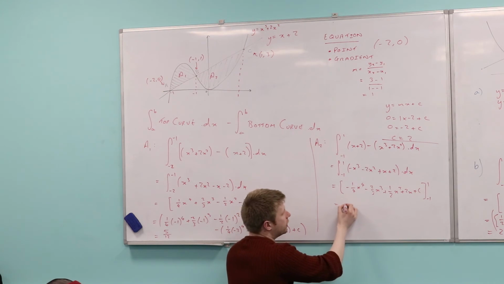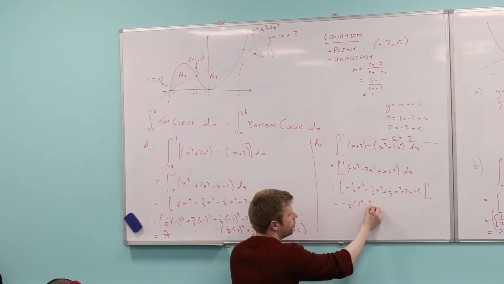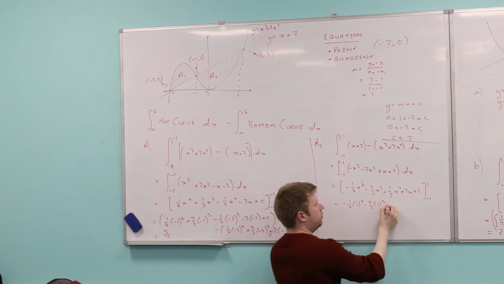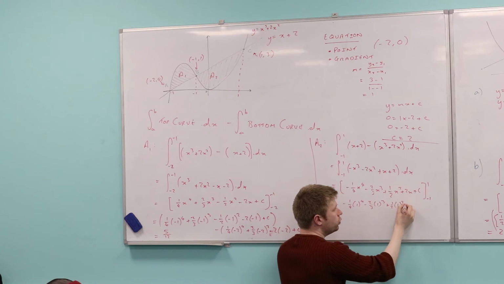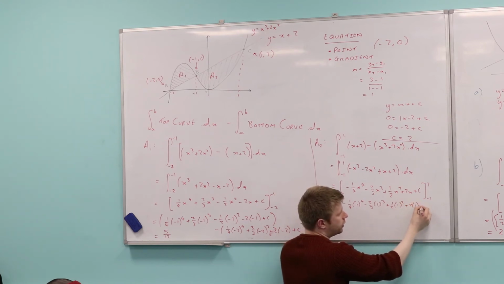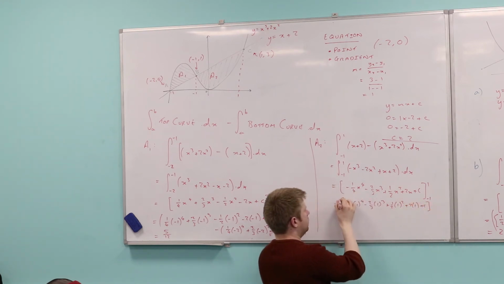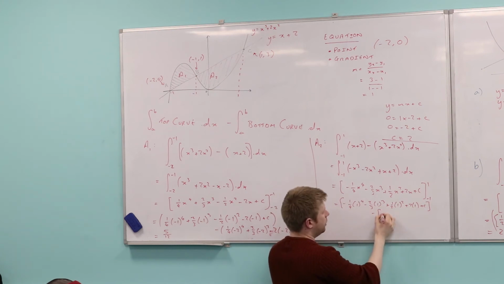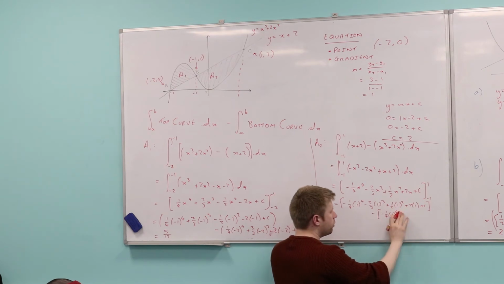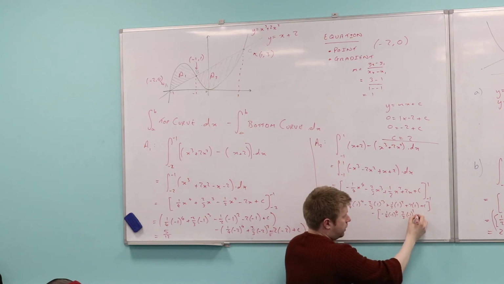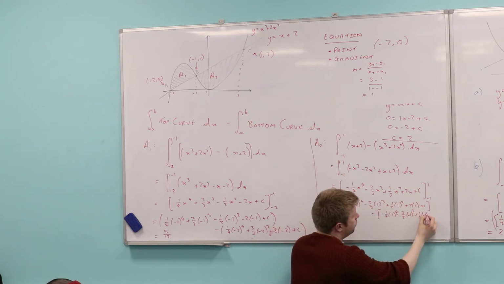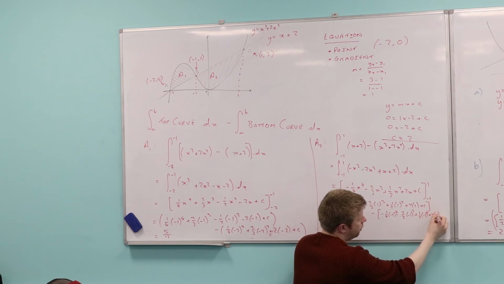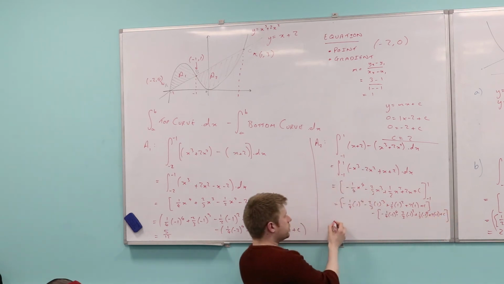We stick 1 in first of all, then we stick -1 in. 1 to the power 4 minus 2/3, 1 to the power 3 plus 1/2, 1 to the power of 2 plus 2 times by 1 plus c. Take away and do the same thing, -1/4 times by -1 to the power 4 minus 2/3, -1 to the power of 3 plus 1/2 times by -1 to the power of 2 plus 2 lots of -1 plus c. Have we got an answer for this?